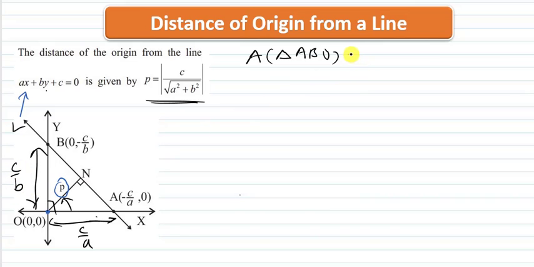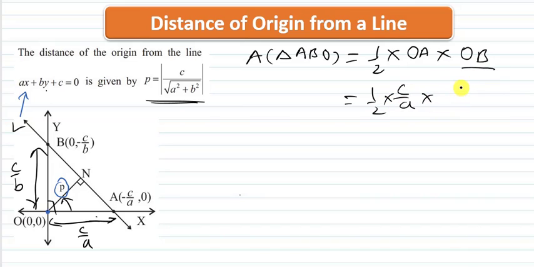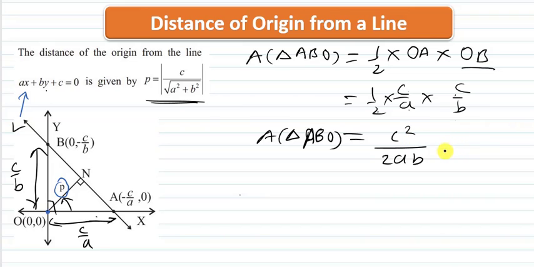The area of triangle OBA is half of base into height. What is the base? OA. What is the height? OB. Now, half of the length of OA, which is c by a, into the length of OB, which is c by b. So what will I get? c into c, c square, upon 2 into a into b, that is 2ab. So the area of triangle ABO is c square upon 2ab. Let this be equation one.